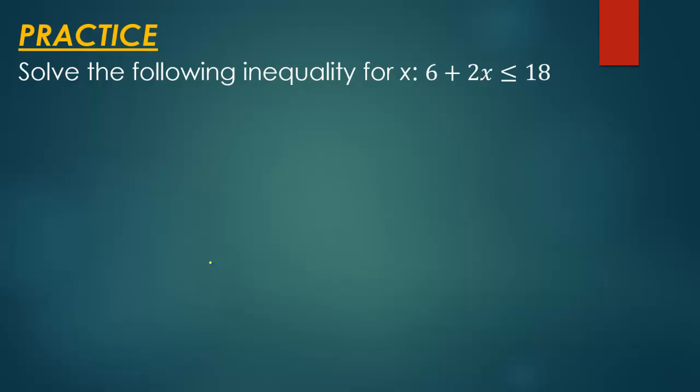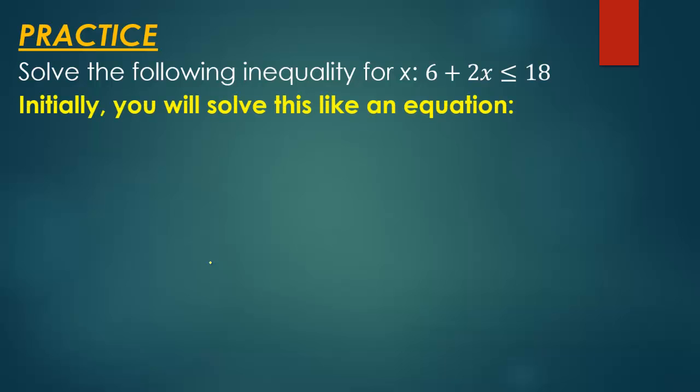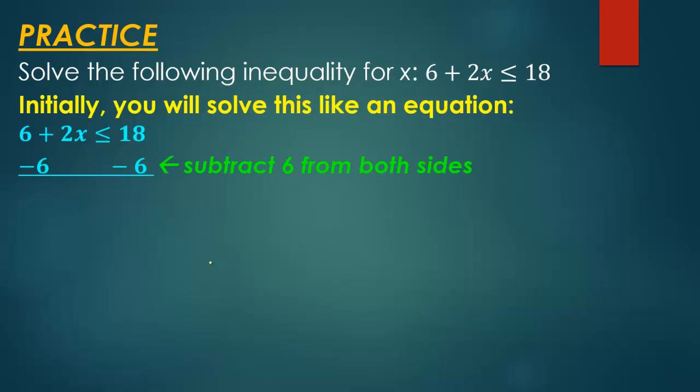Solve the following inequality for x. And we have 6 plus 2x is less than or equal to 18. Okay, so initially we're going to solve it like an equation. We have 6 plus 2x is less than or equal to 18. We're going to subtract 6 from both sides since we have a positive 6. And remember, we want the variable by itself. And that's going to result in 2x is less than or equal to 12.